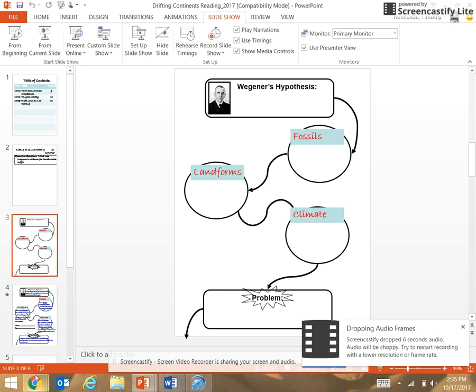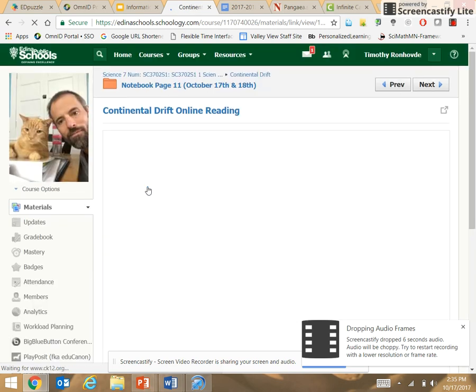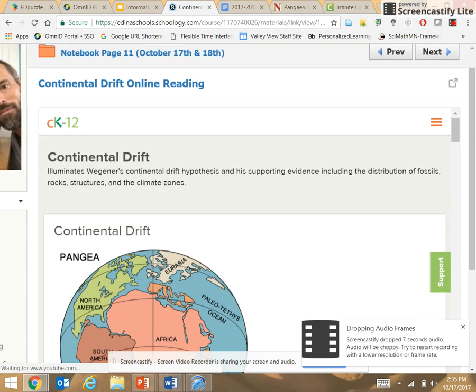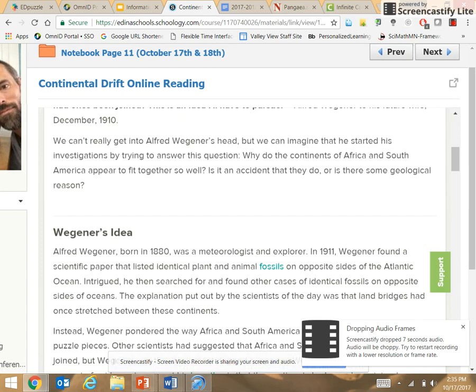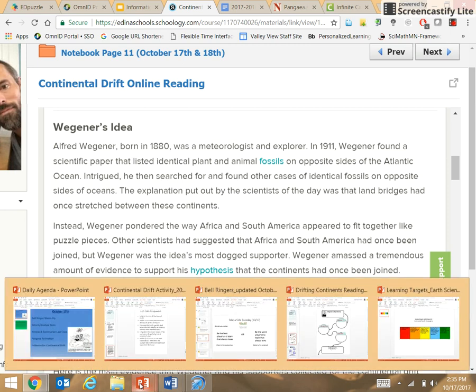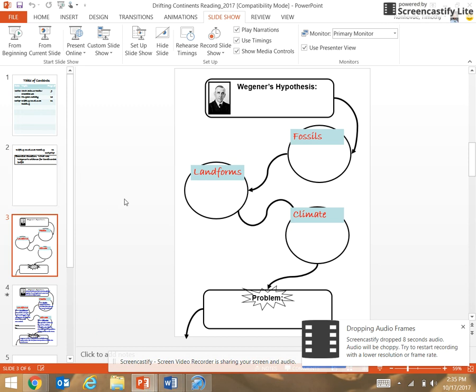And for the information, we used either the textbook from class or this Continental Drift online reading. And most of the information was in the online version. It's not the same as the textbook, it's just a different look at the same concept. So you chose the reading and you chose how to organize your notes today. And I think when you left off, most of you were done with the notes.